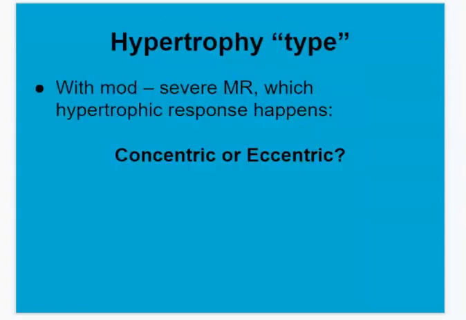There are different types of hypertrophy. I think I mentioned this earlier on in the course. So when the heart hypertrophies, we do have different types with moderate to severe MR, which will be on the test too. So with moderate to severe MR, which hypertrophic response happens? Which thickening happens? Concentric or eccentric? And the answer is eccentric hypertrophy. Concentric comes after. So eccentric is the stretching component of that.